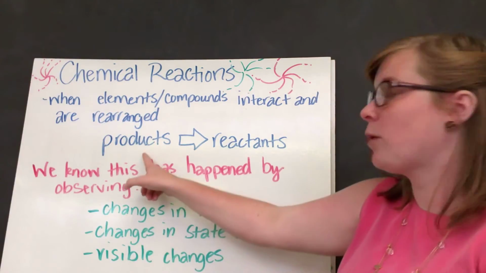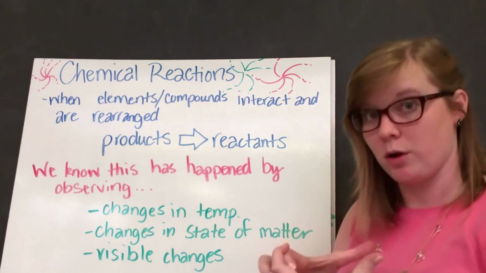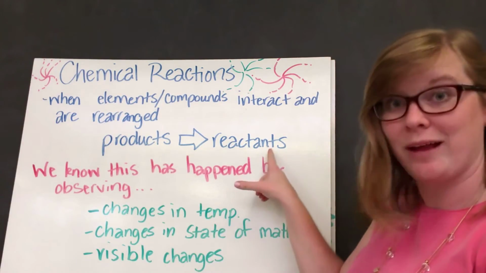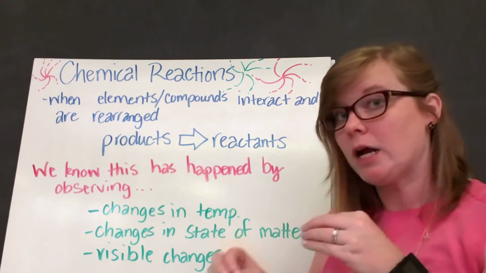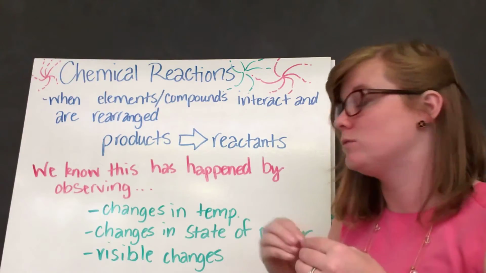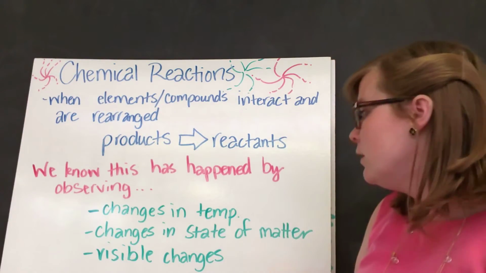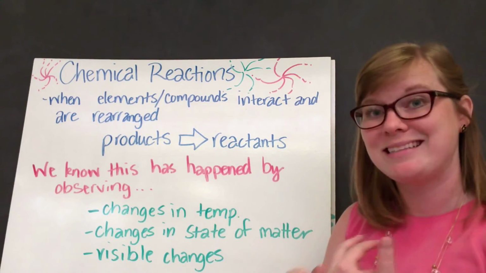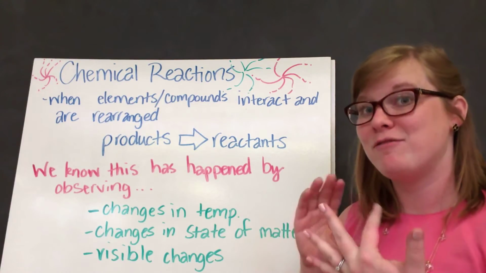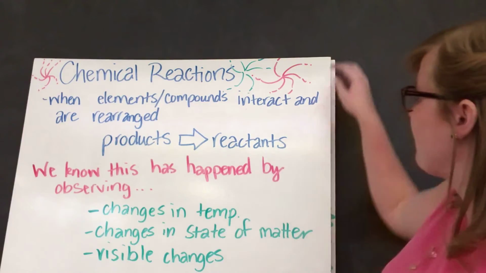We're going to start with products, and we're going to rearrange those in order to get a reactant. So we're going to know that our products have become reactants, that a chemical reaction has occurred, if we notice a change in temperature, a change in state of matter, or a visible change.